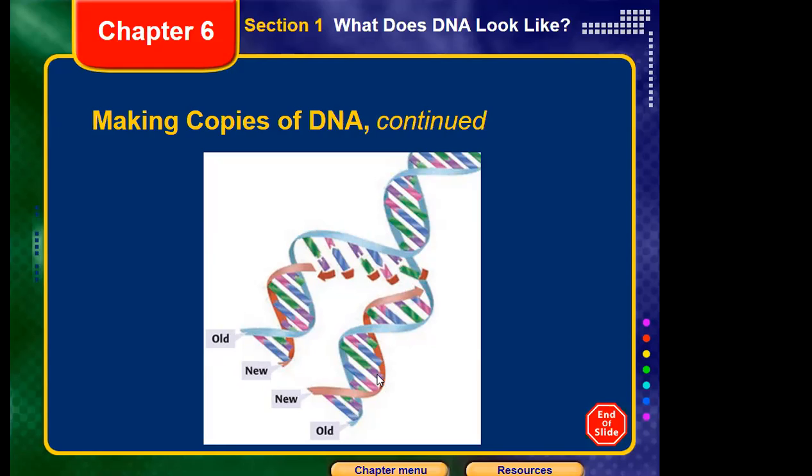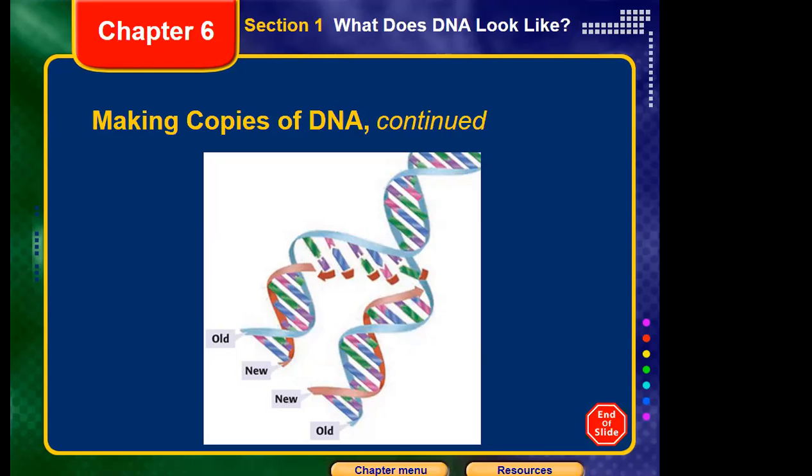Then each side will be a template. Each side will be like a template, that means like a pattern. We use it to build a new one. For example, if here is C, we're going to put G. If there is A, we're going to add T. If there is T, we're going to add A, and so on until we complete one new strand. And the same happens on the other side. So like this, after we complete the entire DNA, we are going to have two molecules of DNA. Yes or no?